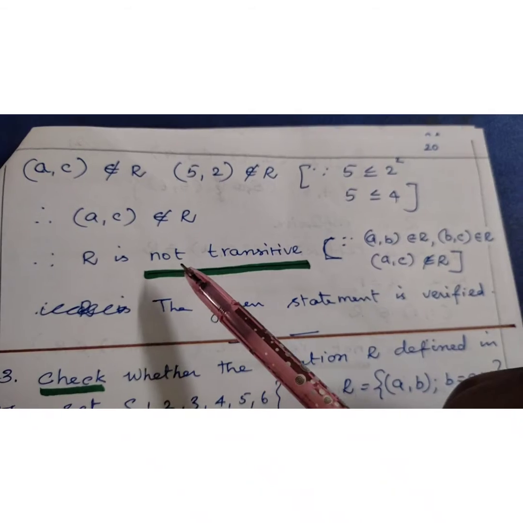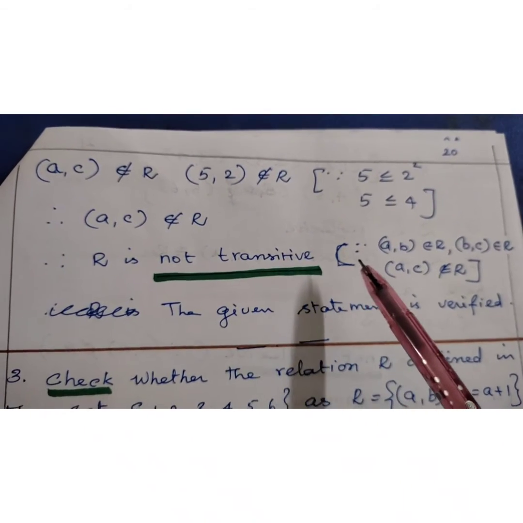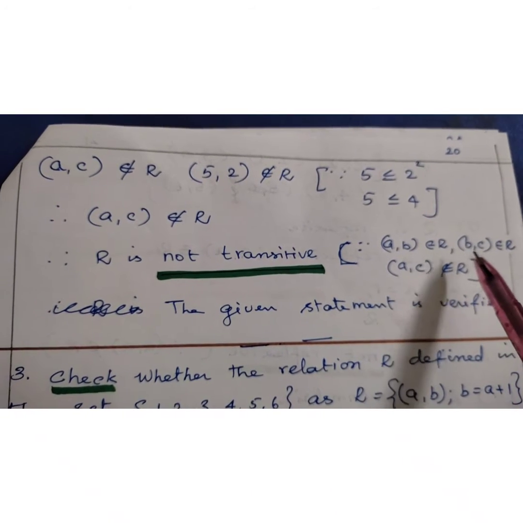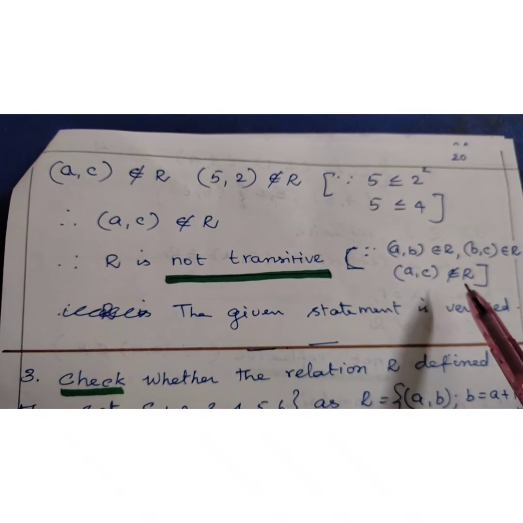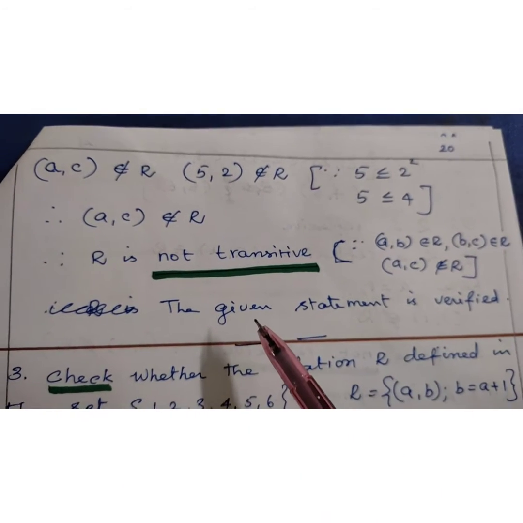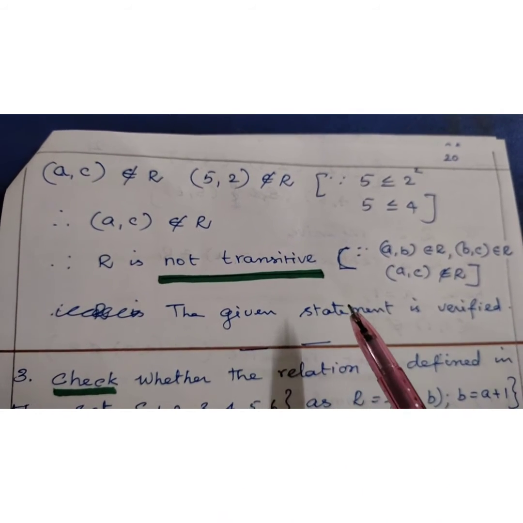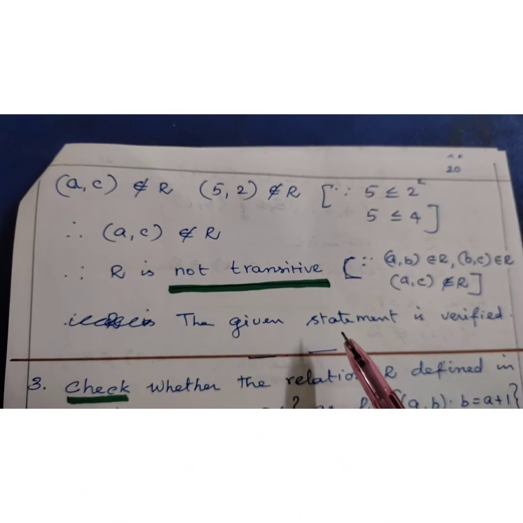Therefore, R is not transitive. Why? The reason is (A, B) belongs to R, (B, C) belongs to R, but (A, C) does not belong to R. Therefore, the given statement is verified. Up to this, the second sum is over.